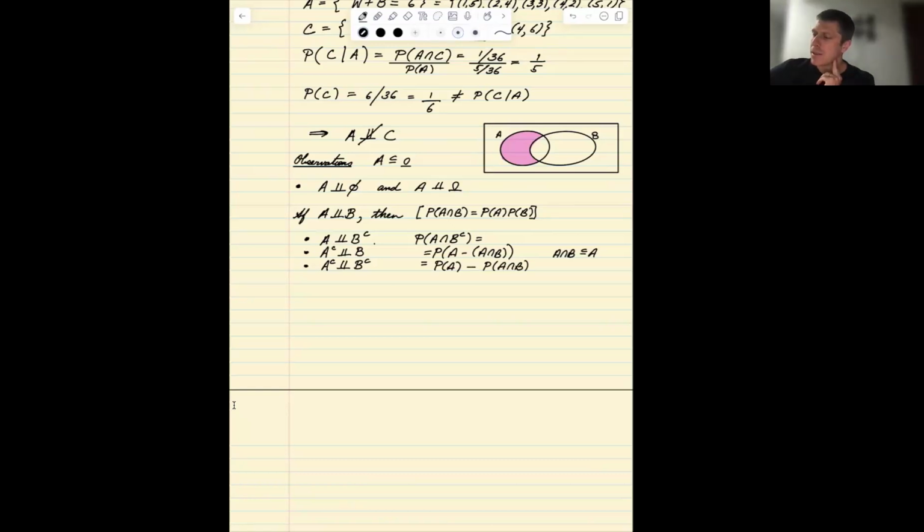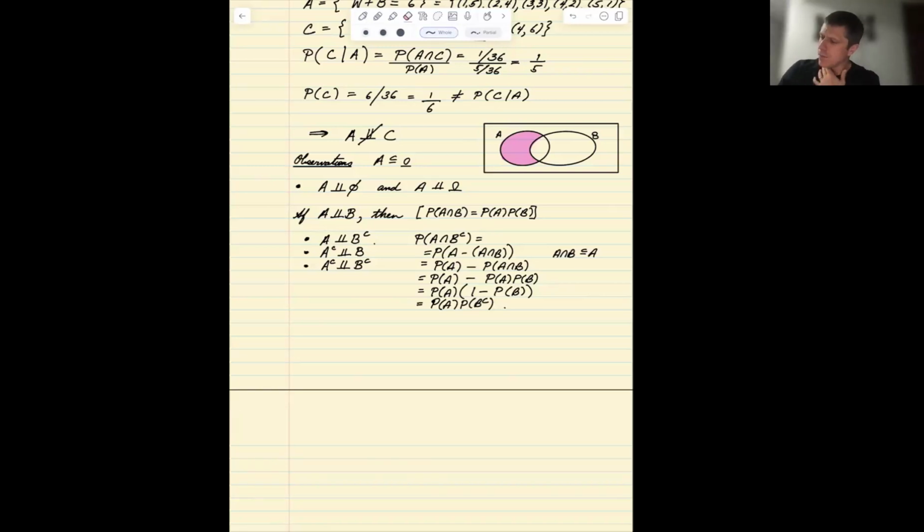But now we can use independence of A and B. This is equal to probability of A minus the product, probability of A times probability of B. Factor out the probability of A. What we're left with is probability of A times 1 minus probability of B. What's 1 minus the probability of B? That's probability of B complement. So it's probability of A times probability of B complement. And we're done. We could do the same thing for the others: A complement is independent of B, A complement is independent of B complement.